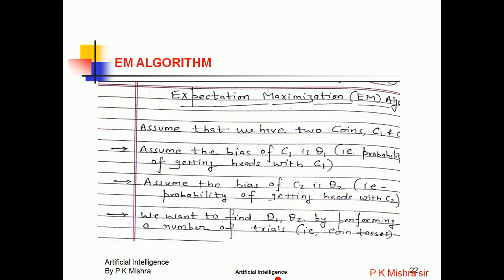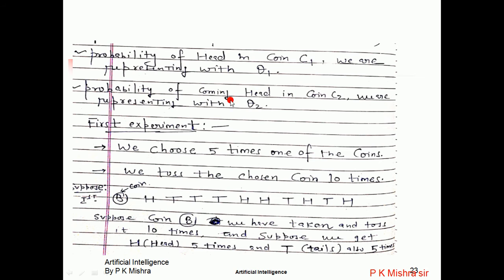See, expectation maximization algorithm. Assume that we have 2 coins, C1 and C2. Assume the bias of C1 is theta 1, meaning the probability of getting head from C1. Assume that the bias of C2 is theta 2, meaning the probability of getting head with C2. We want to find theta 1 and theta 2 by performing a number of trials, that is, coin tosses.